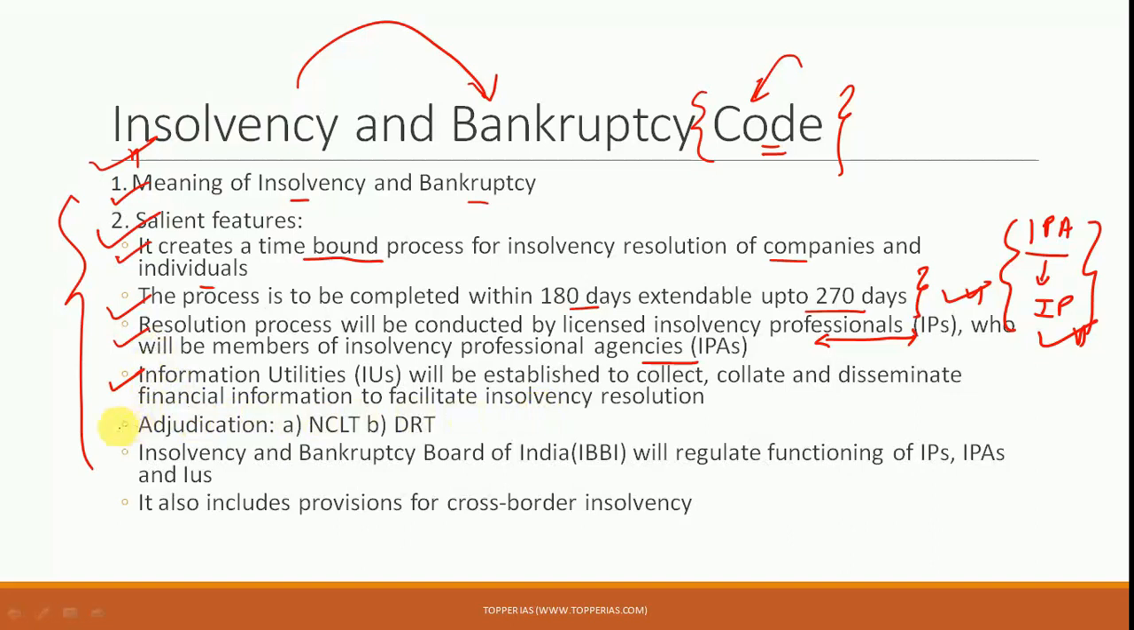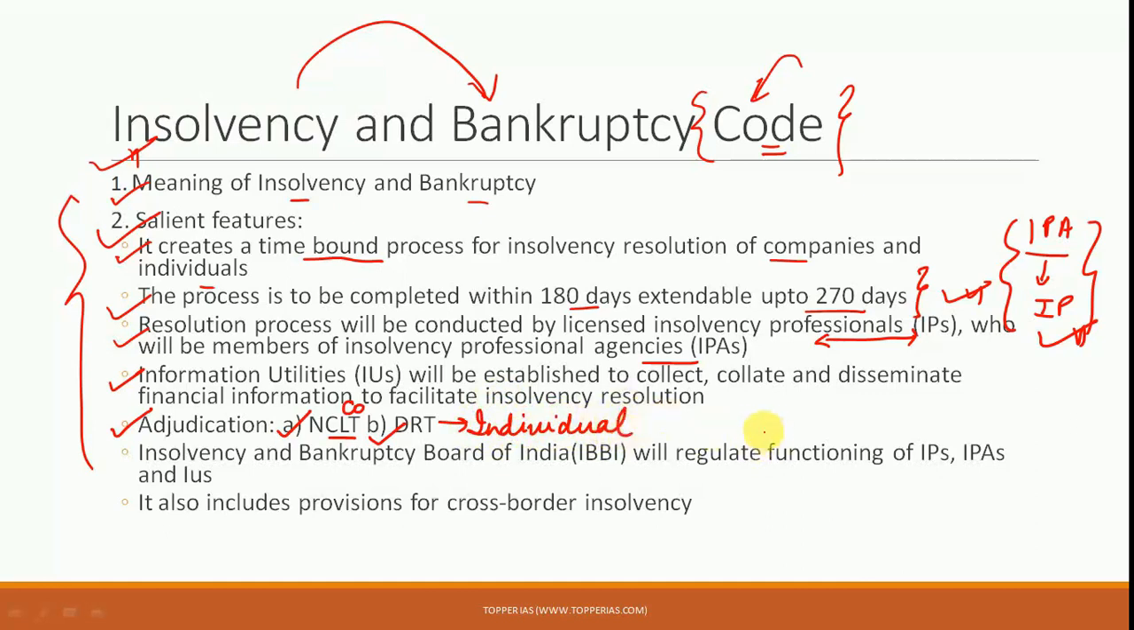Next, what is very important is the adjudication process under the Insolvency and Bankruptcy Code. There are two means of adjudication. The first is the National Company Law Tribunal. This is for the adjudication vis-a-vis companies. This is one difference between these two adjudicatory bodies. And the second is the Debt Recovery Tribunal. This is very important, that the NCLT will deal with adjudication of companies, whereas the Debt Recovery Tribunals will deal with adjudication of insolvency and bankruptcy of individuals. So this is the difference between them.